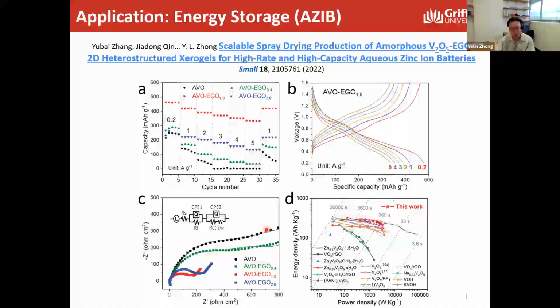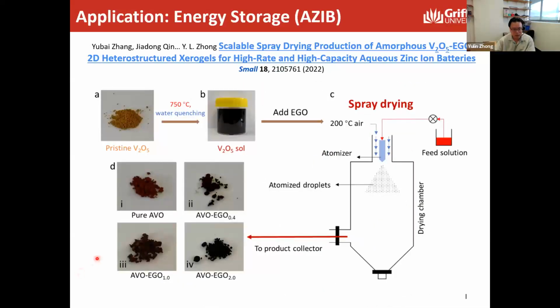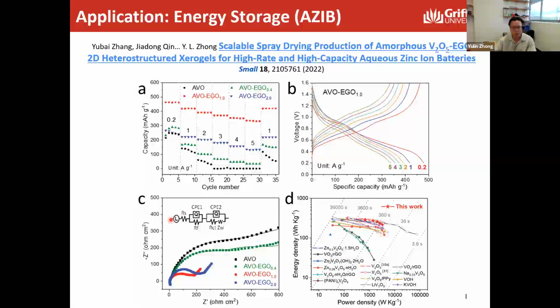And of course, it has to be the right composition. At a composition of, I think it's this one over here, we could get a really high-performance zinc-ion battery with really good energy density, and also, compared to other work, it is doing pretty good up here. So this is one of the first examples of a zinc-ion battery application.